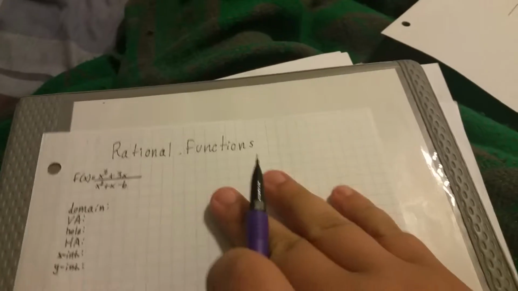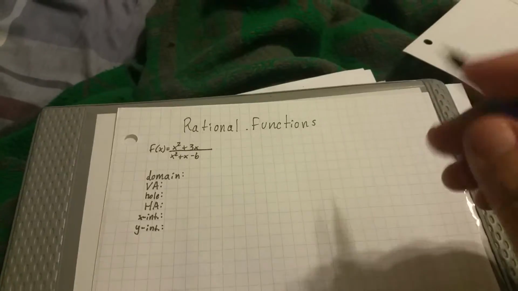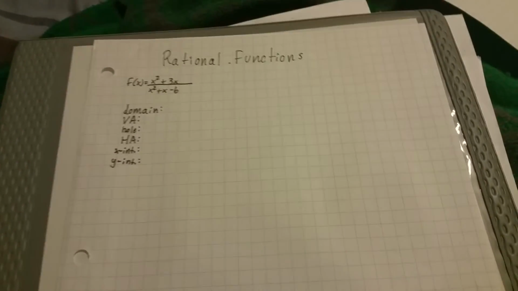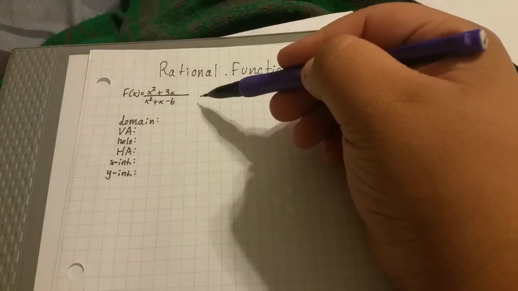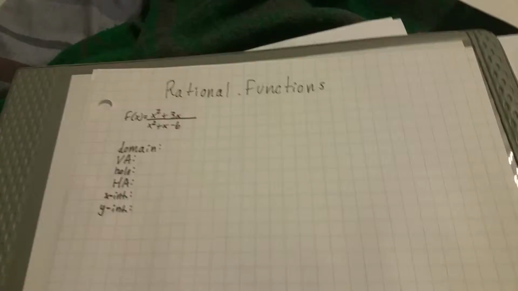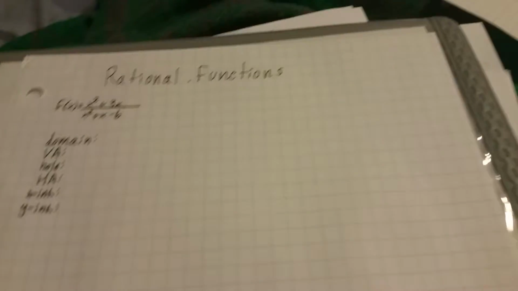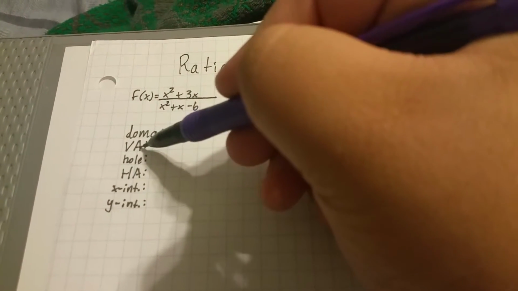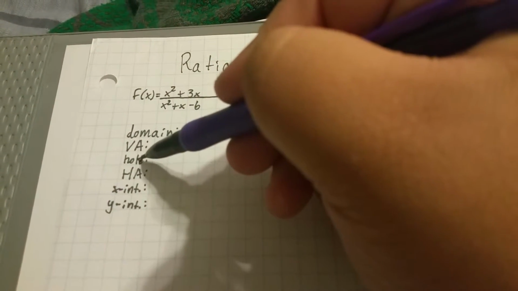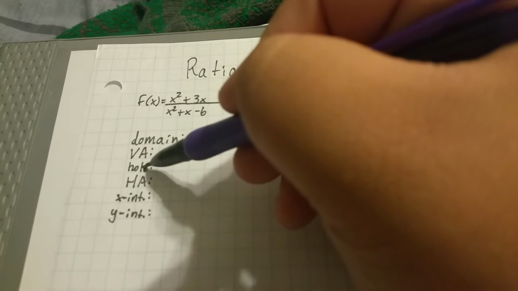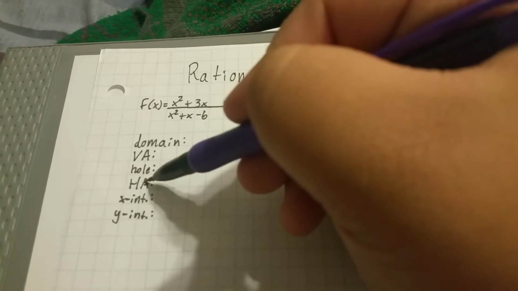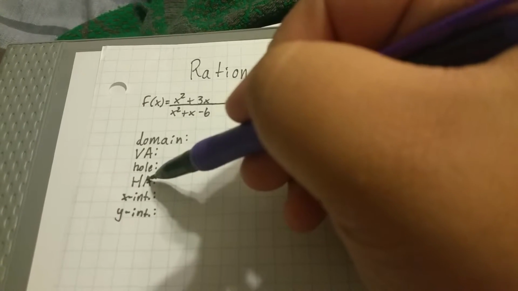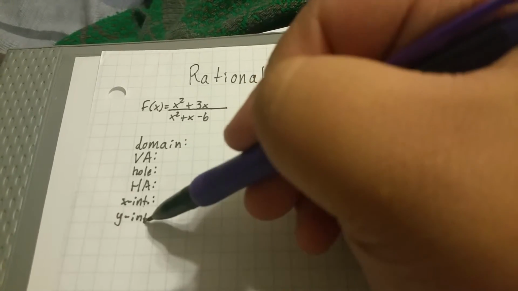Dang, phone, focus. Alright, now for rational functions, I actually didn't get to finish this one last time. But in order to calculate this, you're going to need to find the following: the domain, the vertical asymptote, which is what VA stands for, a hole or point of discontinuity, the horizontal asymptote, the x-intercept, and the y-intercept.